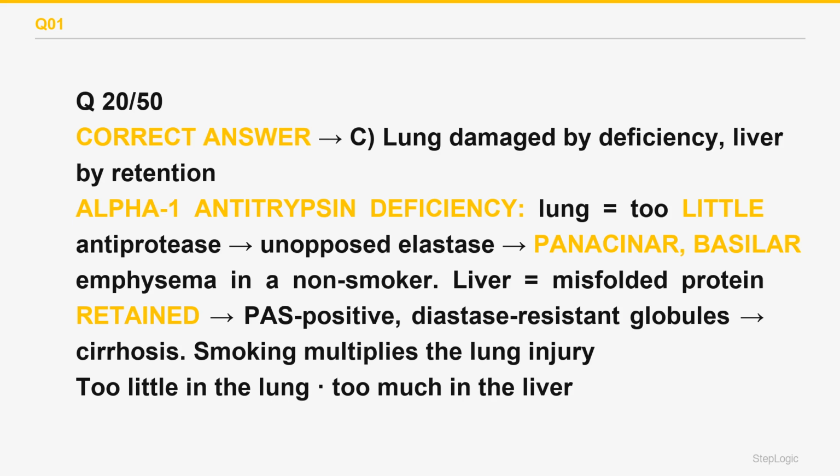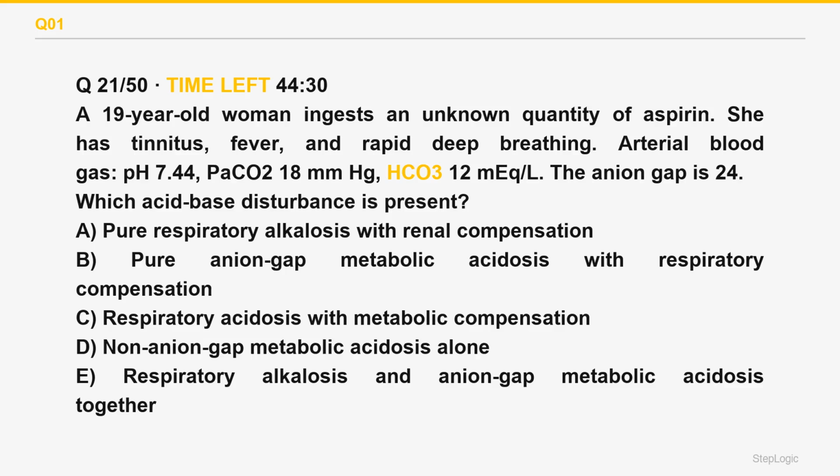Smoking does not cause this disease but accelerates it severely, because cigarette smoke oxidatively inactivates whatever functional antitrypsin remains. If you see basilar emphysema in a young non-smoker with liver disease, think alpha-1 antitrypsin deficiency.